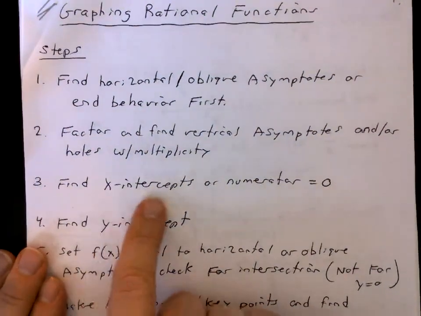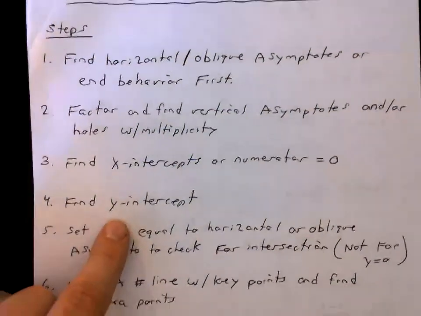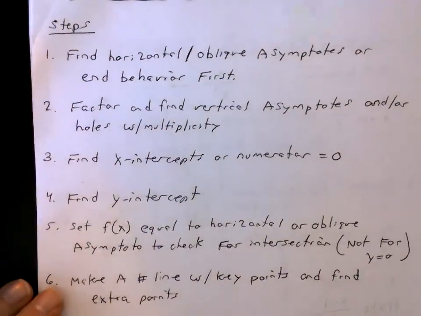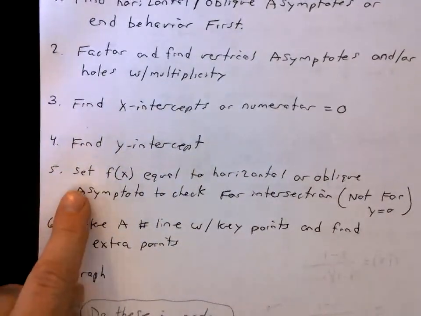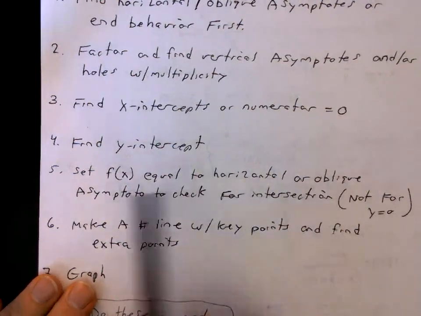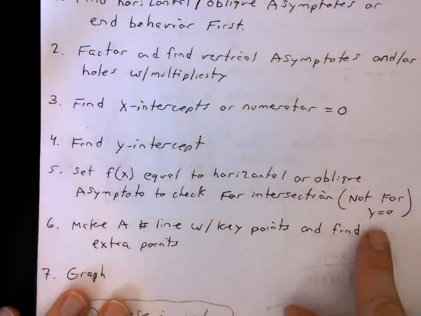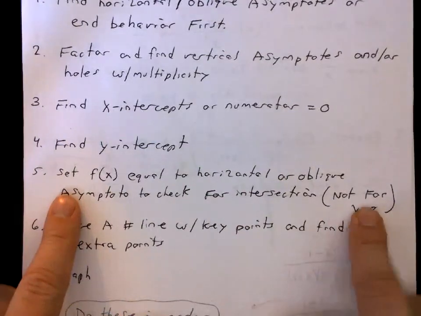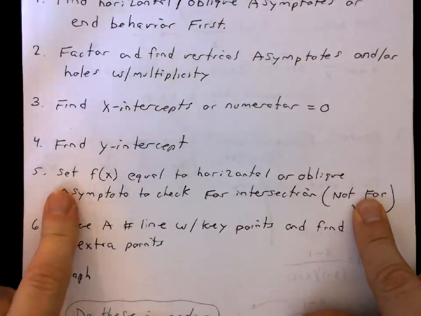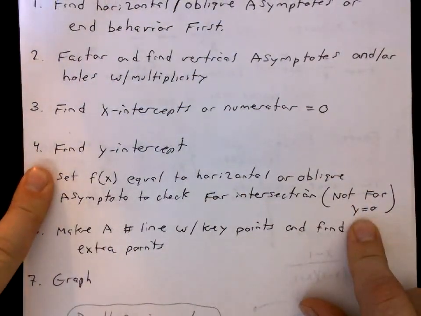The third step is to find the x-intercepts, letting the numerator equal 0. Then you're going to find the y-intercepts. Well, that's just letting x equal 0. Step 5 says you're going to take the function and make it equal to the horizontal or oblique asymptote to check for intersections. So that means that if your horizontal asymptote is not 0, you're going to do number 5. If it is 0, you just skip number 5.